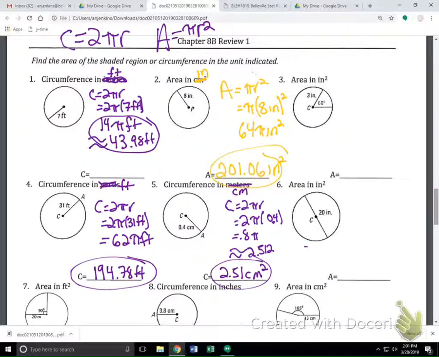So number 6 is going to be a very similar thing. Area equals pi r squared. Let's go back. Pi r squared. Do we have the radius in this problem? We don't. So how do we get the radius? We cut it in half. So that's going to be 10. Yep. So this is 10. So you have pi times 10 inches squared. What's 10 squared? That's right. 100 pi inches squared. 100 times pi.